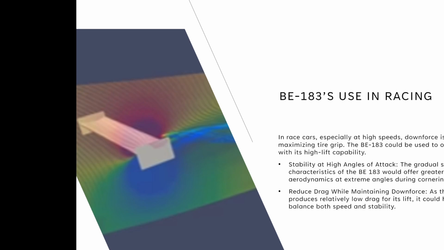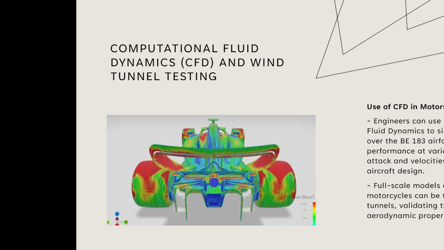It has the gradual stall characteristics, like I've already said, and it produces pretty low drag for the lift. So it could be suited for either. I could make a more aggressive attack angle if I want higher drag, or a less aggressive angle if I want less drag. And then I could do a DRS, a second element, to increase the drag when needed with braking, but time will tell.